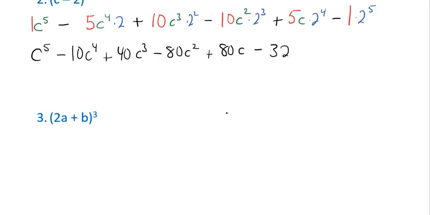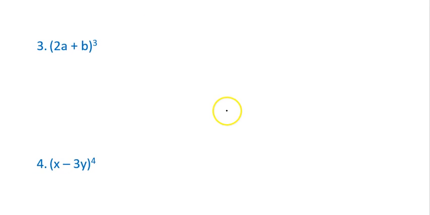Okay, in number 3, I added a little bit more of a challenge because I put the 2 with the a, and so I'll show you how we deal with that. First of all, this is to the 3rd power. And so my coefficients are 1, 3, 3, 1. And this time, since there is a 2 and an a, when I write these and work from left to right, I'm going to put them in parentheses. So (2a) to the 3rd, (2a) squared, (2a), and then I run out.